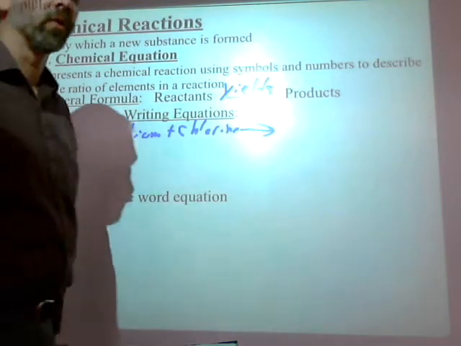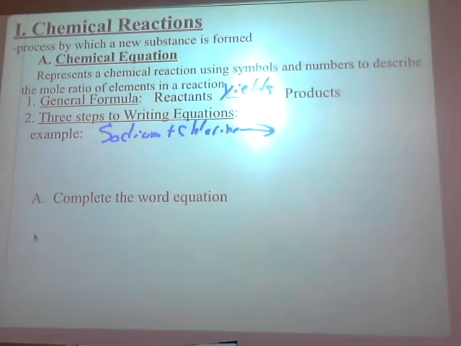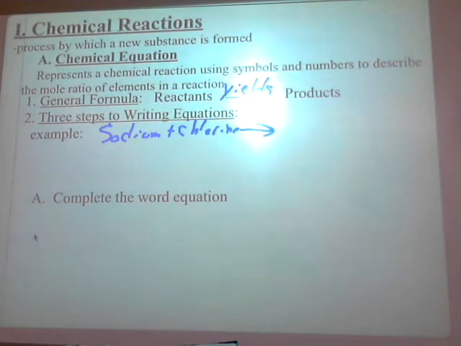So let's do this first step. I'll do this in red. Now, the nice part about this simple equation I'm using here is that it's a common sense one, right? I don't think anybody's going to get this wrong.